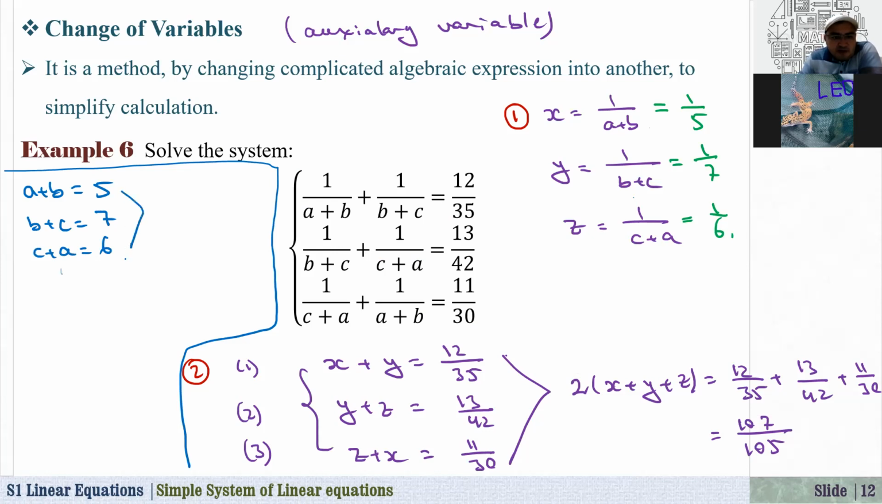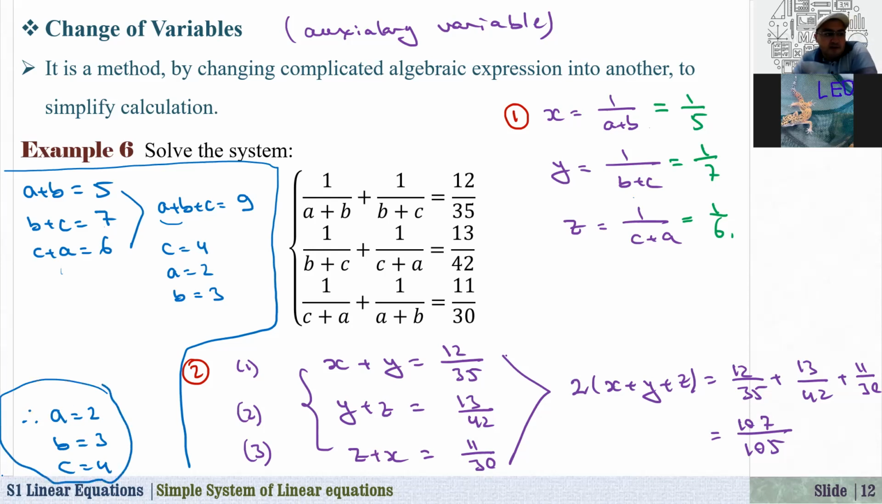Again, if we just add them together and divide by 2, here we have a plus b plus c is equal to, 5 plus 7, 12, 12 plus 6, 18. And on the right-hand side, we have 2a, 2b, 2c. 18 divided by 2 is equal to 9. Okay, so since a plus b is equal to 5, what is c? c is equal to 4. b plus c is equal to 7. What is a? a is equal to 2. a plus c is equal to 6. What is b? b is equal to 3. So now the final answer is a is equal to 2, b is equal to 3, and c is equal to 4. That is the solution of the system.